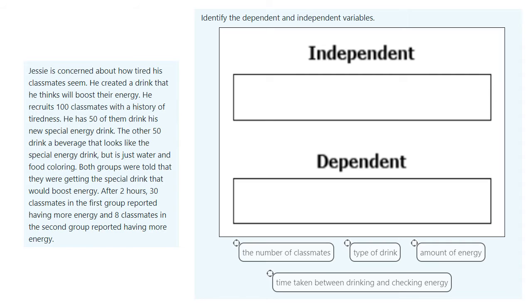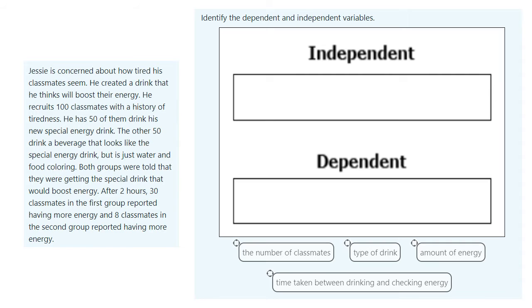Okay, this question is going to look at variables. Hopefully remember from the previous video that there are certain words that we can use to look for a clue for the independent variable and the dependent variable. What we are choosing to change, to vary, is going to be the independent variable. What we are going to measure or observe the change will be the dependent variable. Let's look at this experiment.